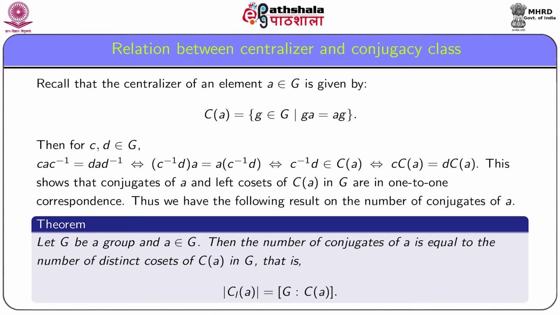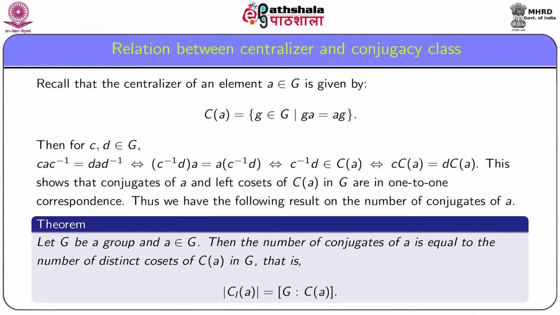Let G be a group and a belong to G. Then the number of conjugates of a in G is equal to the number of distinct left cosets of C(a) in G. That is, the order of Cl(a) is equal to the index of C(a) in G. Recall that the index of C(a) in G is the cardinality of the set of all distinct left cosets of C(a) in G, which is equal to the cardinality of the set of all right cosets of C(a) in G.